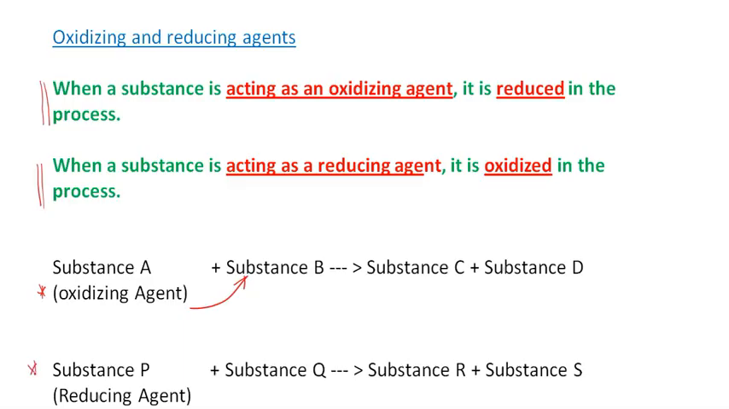Let's look at the reverse now. If substance P is reacting with substance Q and substance P is a reducing agent, the reducing agent will reduce substance Q, but in the process substance P will be oxidized. Alright, so don't get confused with the statements, just understand what is happening.